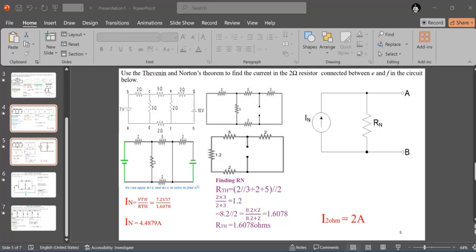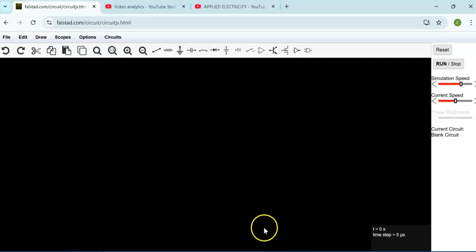This question told us that we should use both Thevenin's theorem and Norton's theorem to find the current in the 2 ohm resistor, this 2 ohm resistor. So we've worked out and realized that the current through the 2 ohm resistor is 2 amps. So I want us to use our simulation to confirm whether it's really true, whether what we are learning in class is really true or not. So let's use our simulation and confirm our results.